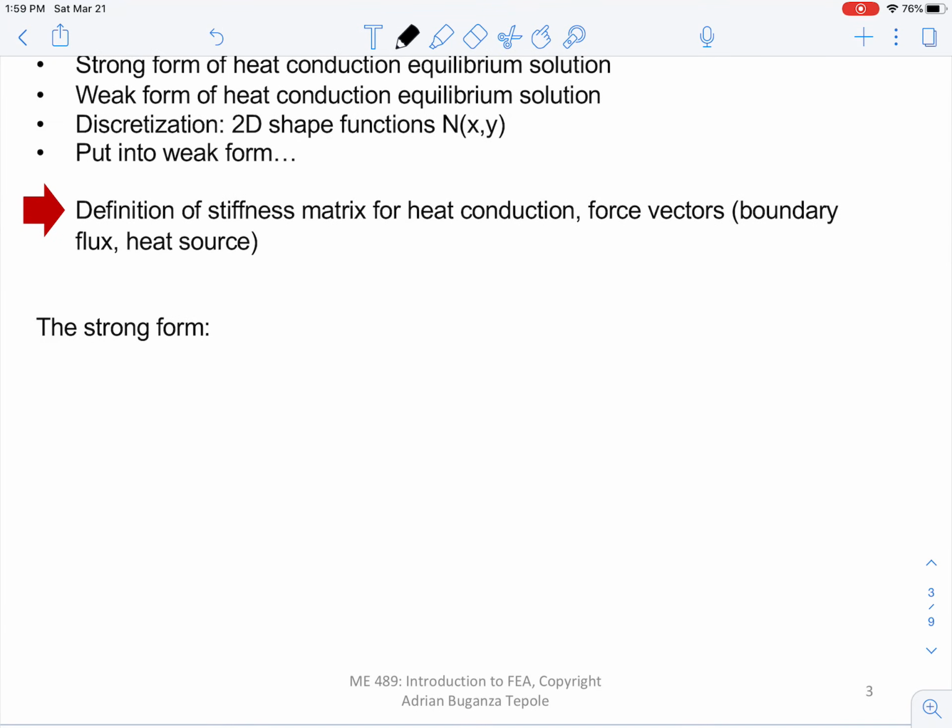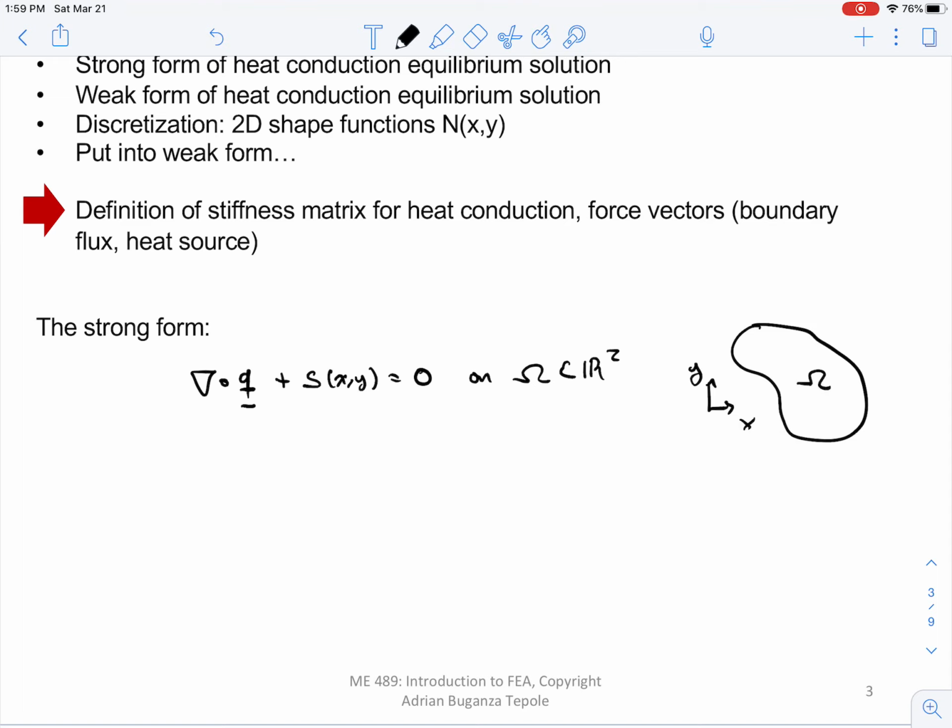So the strong form of the heat conduction problem in 2D is: find the temperature such that the divergence of the flux plus some source term, which can be a function of x and y, equals 0. And this is on some domain omega, which is a subset of R2, meaning we have some space xy, we have our potato there. So we have to satisfy this PDE in this domain, where the flux is given by minus the conductivity matrix times the gradient of the temperature, remembering that the heat flows from the highest temperature to the lower temperature.